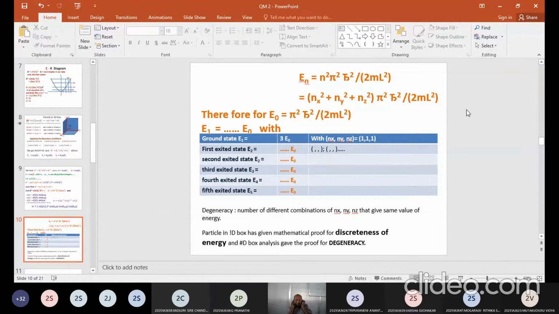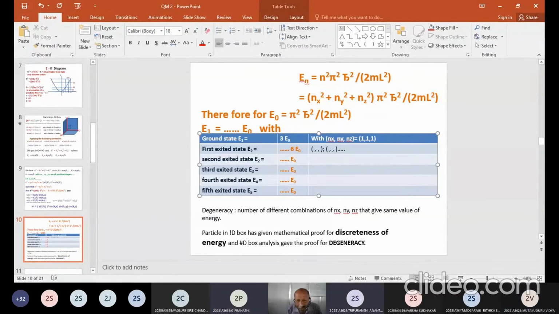No. 6 E naught is the right answer. How did you get it? In one axis it will rise and in other two it will not. So Nx is equal to 1, Ny is equal to 1, and Nz is equal to 2. Yes or no? When Nx is equal to 1, Ny is equal to 1, and Nz is equal to 2, you will get the first excited state to have 6 E naught, that is 2 square plus 1 square plus 1 square.